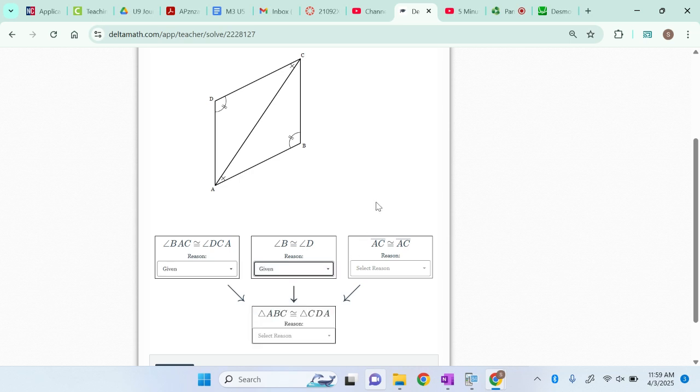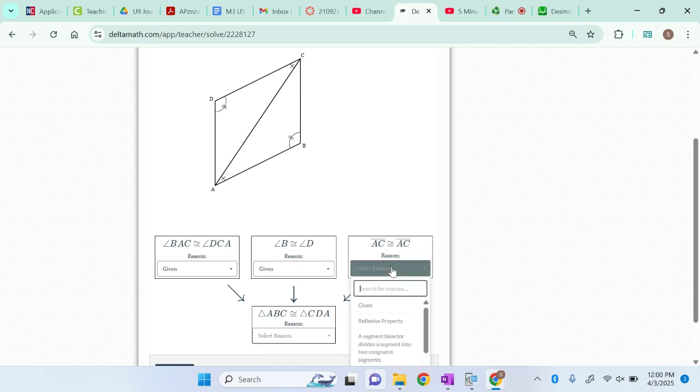Now, they then say that side AC is congruent to side AC. So right here, what makes that congruent? Reflexive property. It's the same side. So for this one, you would scroll down until you see reflexive property, which shouldn't be very far down.